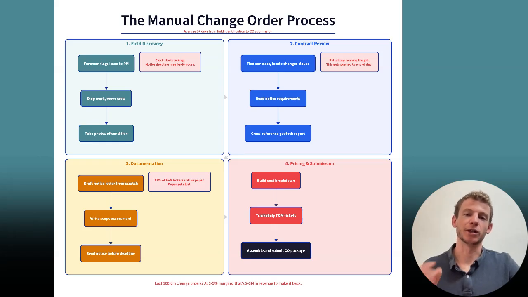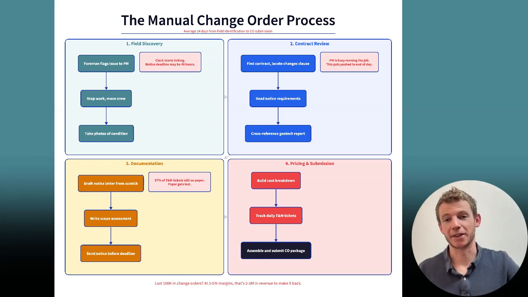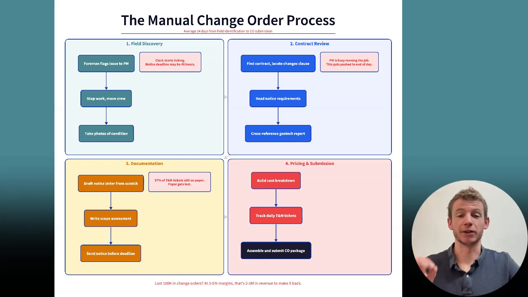So what do you do? Well, you pull out the contract. You find the changes clause. You remind yourself of the notice requirements and the deadlines, and then you draft a formal letter referencing the right sections and explaining why it constitutes a differing site condition, and what the contract documents indicated versus what you actually found, and reference the geotech report.